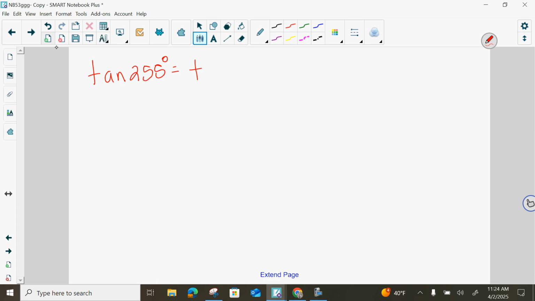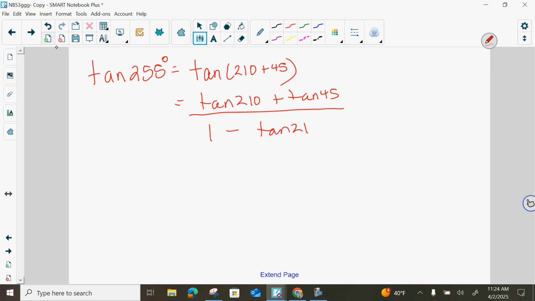Actually, 210, do I want to do 210? Yes. Tangent of 210 plus 45. So that means it's tangent of 210 plus tangent of 45 all over 1 multiplied together. I always go for my 45s first, right? So 45's quadrant 1, so that is positive 1. All right, 210, 30-degree reference angle, quadrant 3, so it's positive.